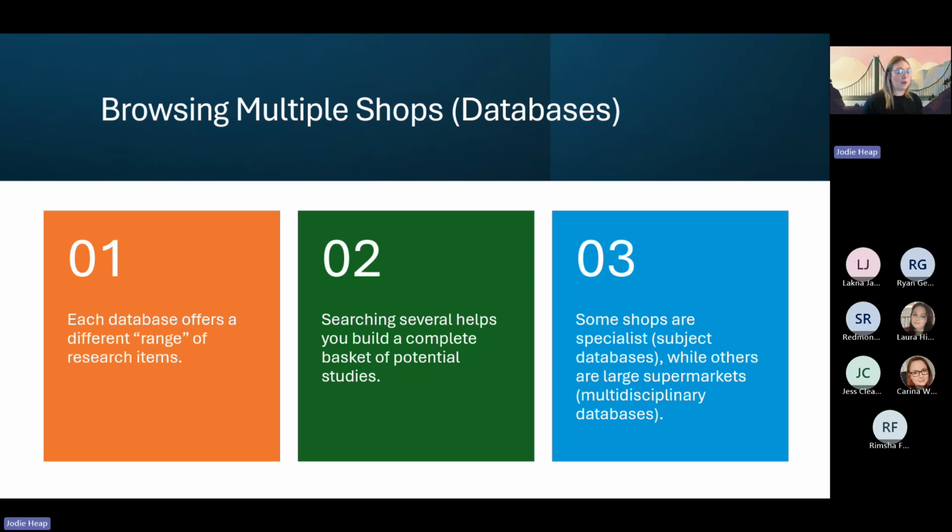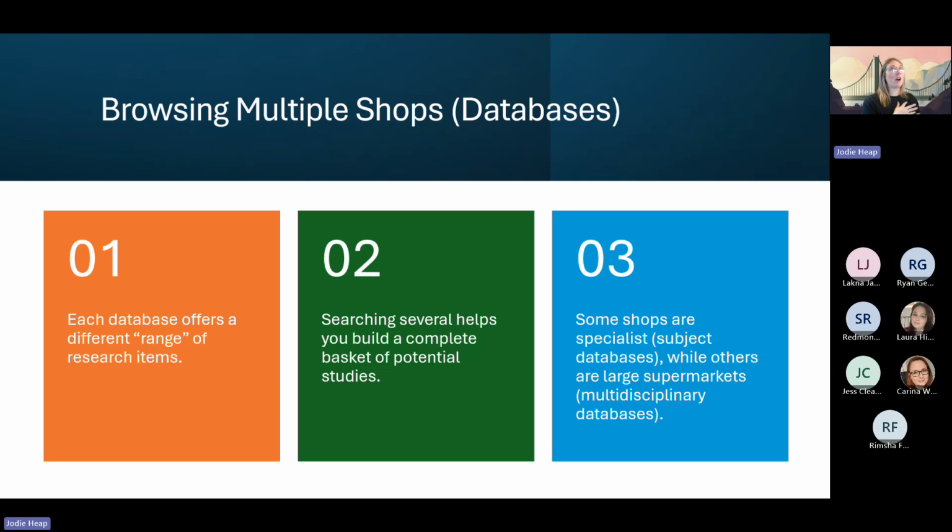So what we need to do when we are thinking about starting our search process is think about looking at the different shops that are available to us, the different databases. They will have a different range of products and materials, different subscriptions, different collections that are available. By going to different shops, different databases, we collate and complete a basket of all the different studies that might be of interest to us. And some shops are going to be more specialized, subject-specific databases, while others are just large supermarkets that have a little bit of something for everyone, and we're only interested in a small section of it.